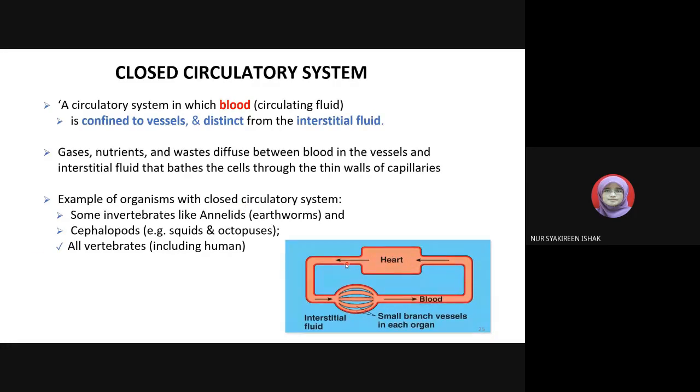As you can see, this is the heart. The heart pumps the blood into continuous blood vessels. So you have the vein, you have the blood capillaries within body tissues of organs, and then back into the blood vessels, which are venules, and then veins, and then back to the heart.